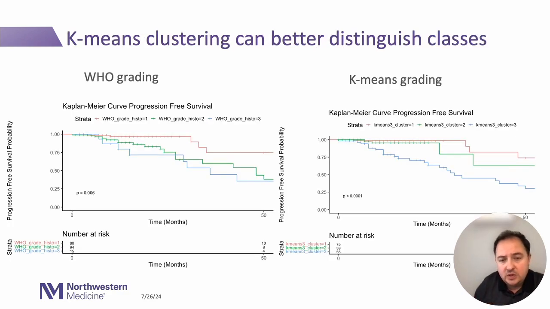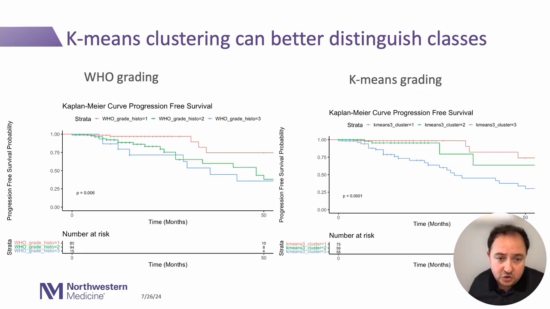So we see that WHO grading and methylation clusters correspond, but what does that actually mean for patient management and survival of the patient? We plotted two Kaplan-Meier curves here, one of WHO grading and one of the k-means clusters.